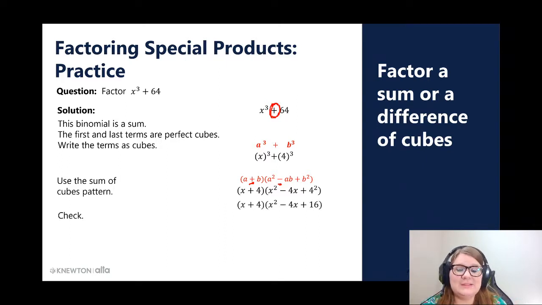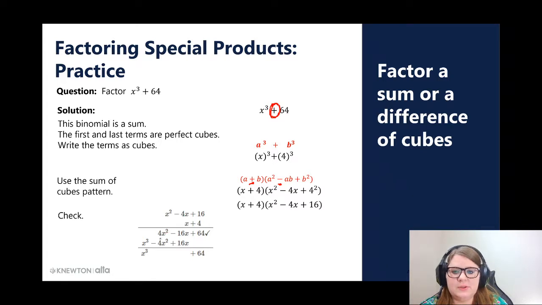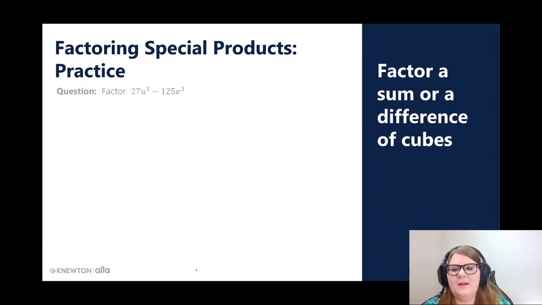I can check this by distributing my x and distributing my 4, and then combining all like terms. You'll notice we write it vertically here to make it a little bit easier to keep track of. All right, so when I distribute, I get these. I combine like terms, these cancel, I'm left with x cubed plus 64. All right, let's take a look at another example.